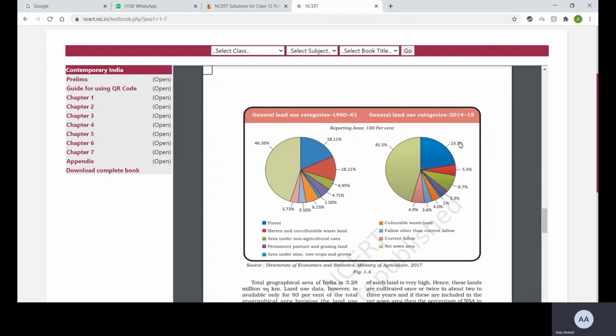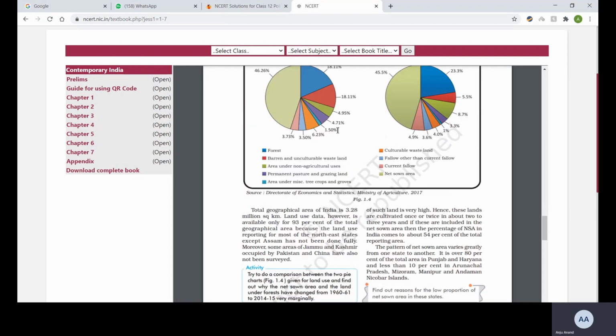But still, one problem is there: according to the National Forest Policy, at least 33% of the land should be under forest. So we are not at that stage. We have not reached that number. Now here net sown area has gone down from 46 to 45%. There has been almost a reduction of 1%. That means the farmers are not leaving their land without cultivating the crops in order to regain the fertility in a natural manner.